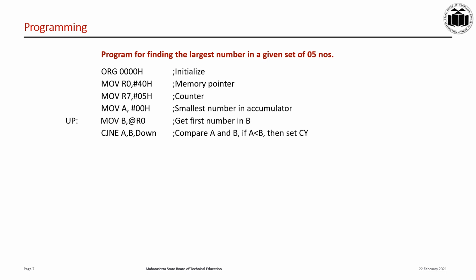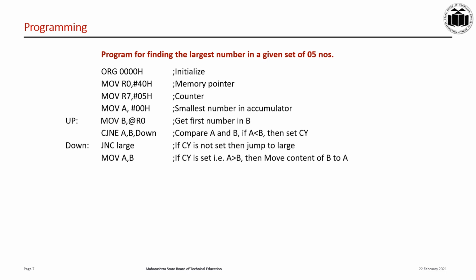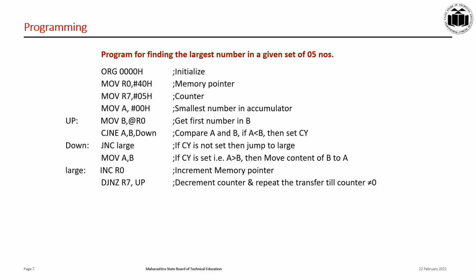If the content of the accumulator is less than register B, then the carry flag will be set. So we will check that carry is not set by using instruction JNC. If carry is not set, then move to label large. Otherwise, move the content of B register to the accumulator. Then increment the memory pointer by using instruction INC R0 and decrement the counter R7 by using instruction DJNZ.